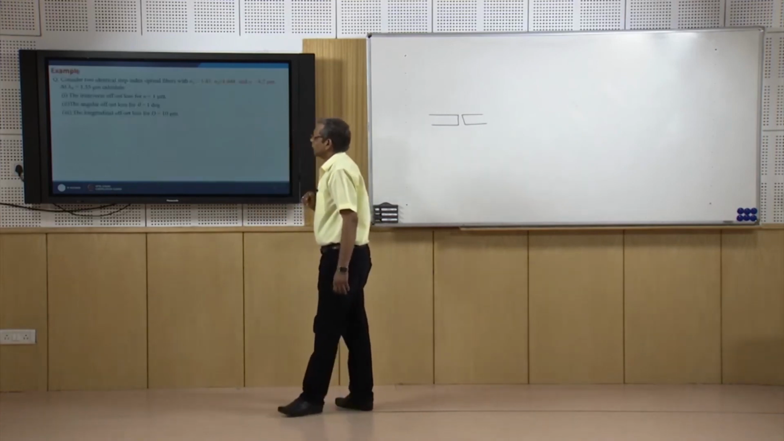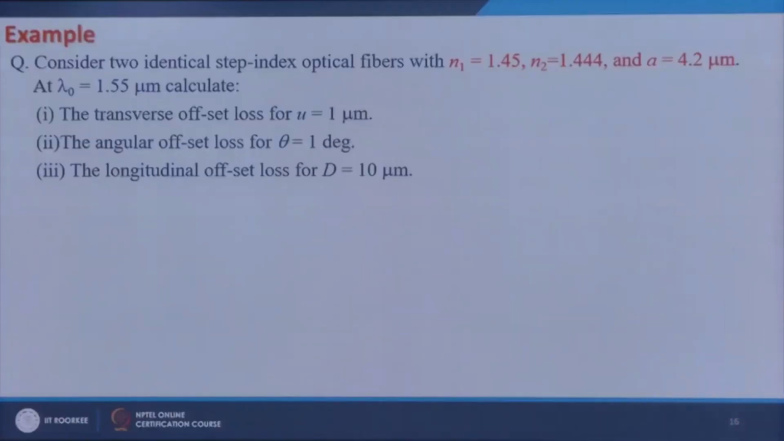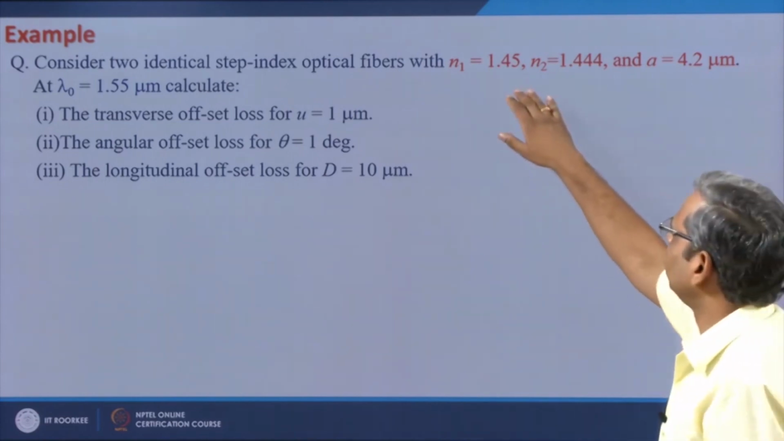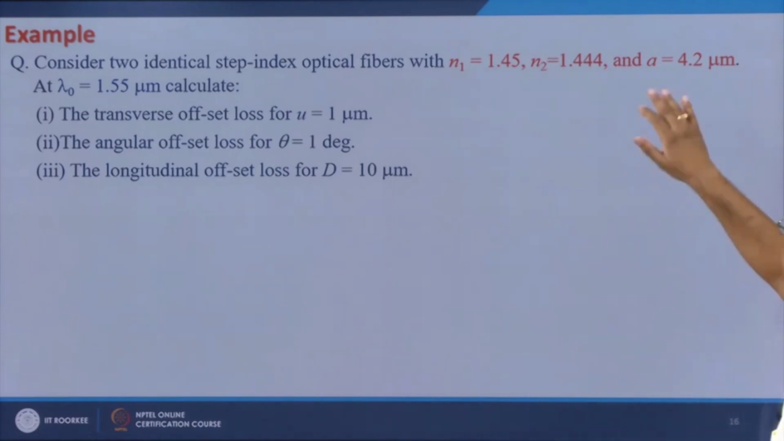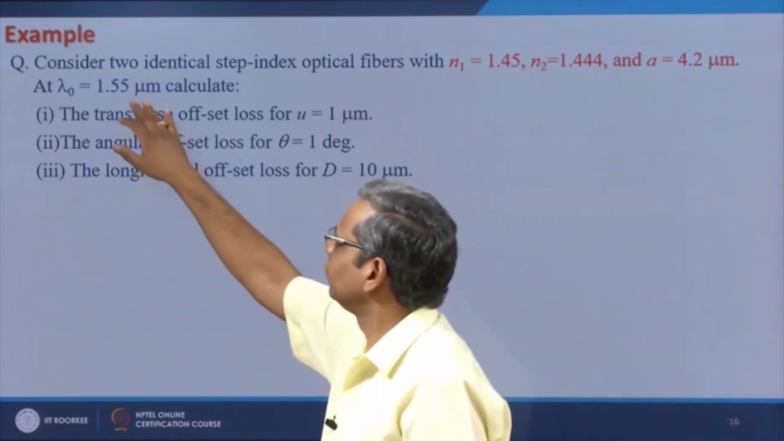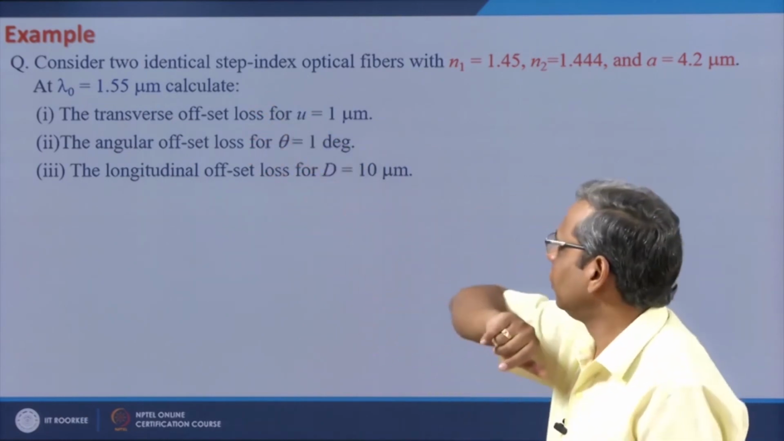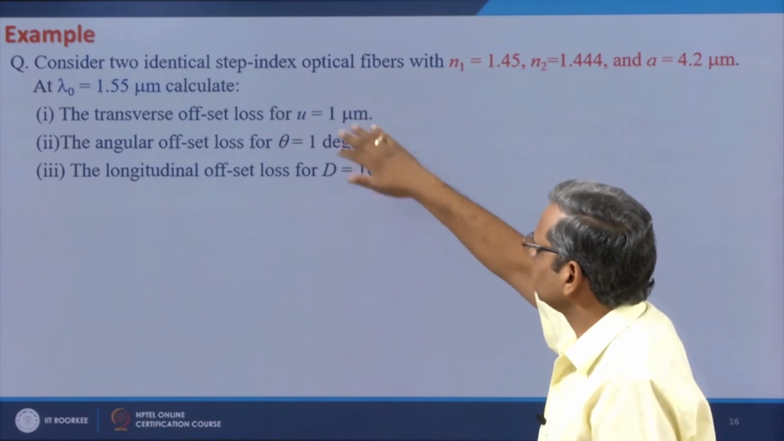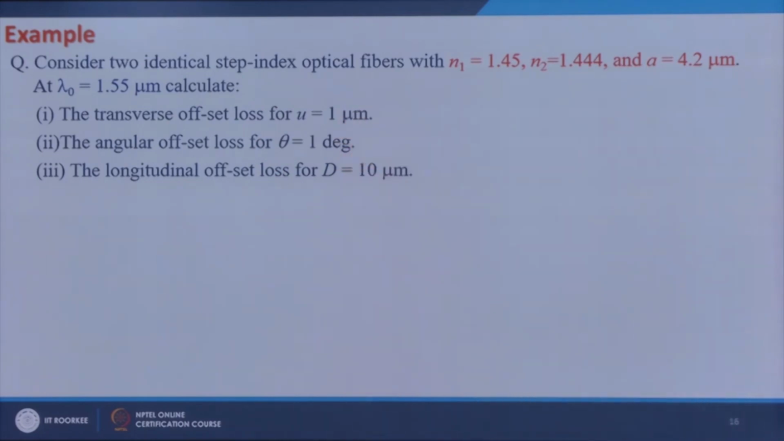Let us work out a numerical example. I consider two identical step index optical fibers with N1 equal to 1.45, N2 equal to 1.444, and core radius A equal to 4.2 micrometer, and I want to calculate, at lambda naught equal to 1.55 micrometer, all the three losses for various values of misalignments. So, let us see how they come out.